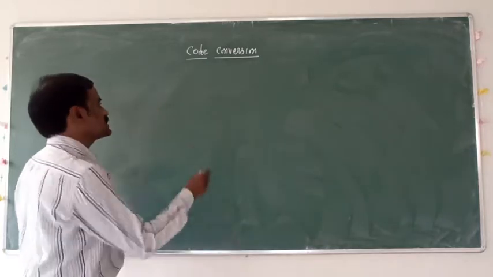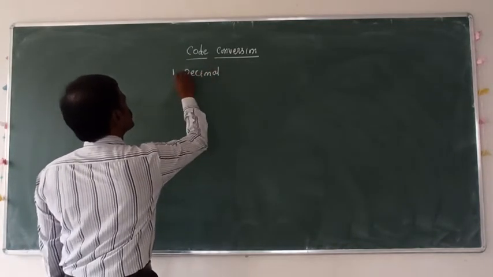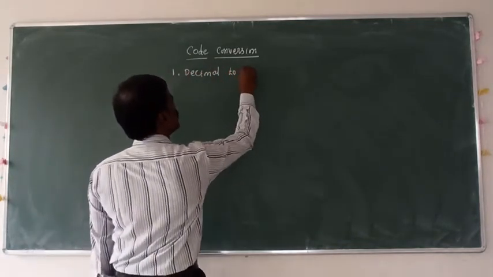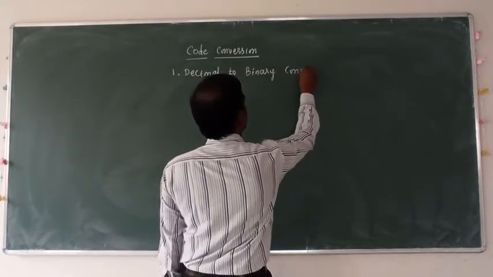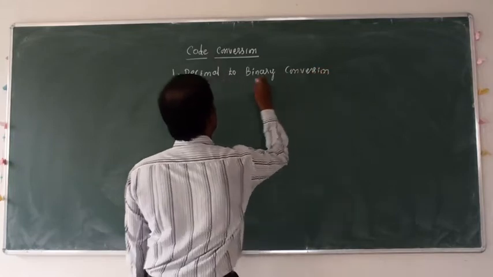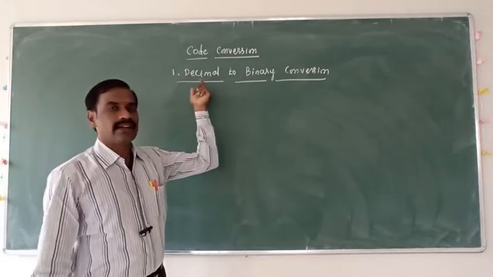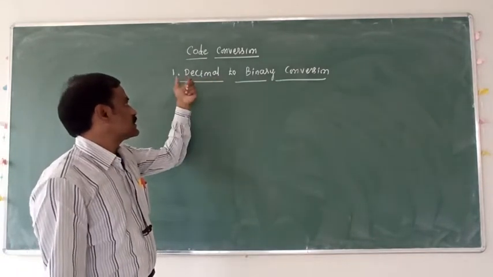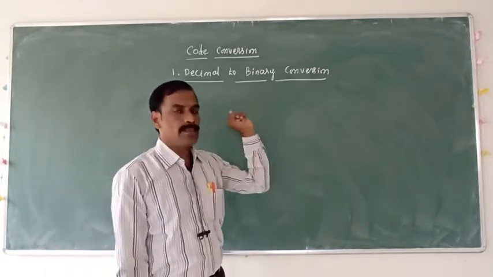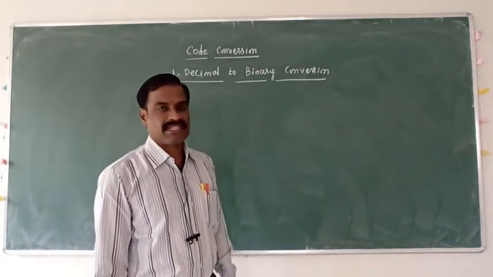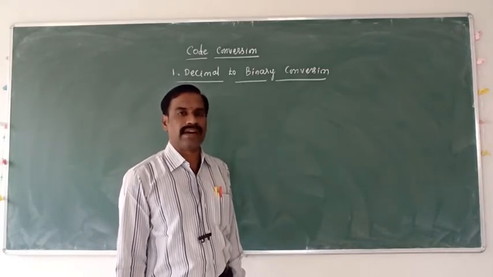First, we will discuss decimal to binary conversion. Here, the given decimal number system is converted into the binary number system. The given decimal number is converted into binary.